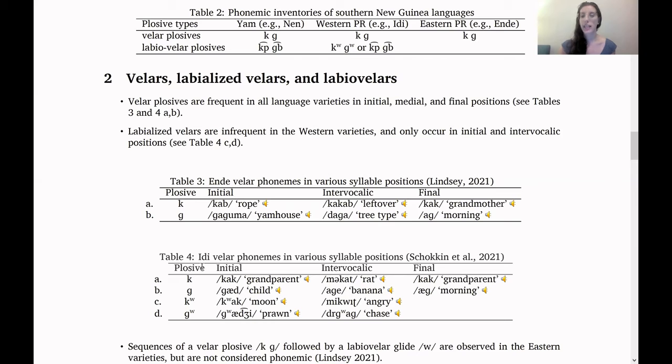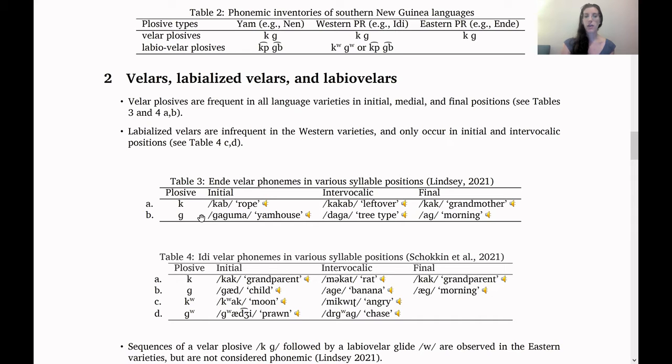The article on Idi by Denica Sokin and colleagues was part of a special issue on the phonetics of many languages in the Southern New Guinea area. Lots of great work. I highly recommend checking it out if you're interested in the phonetics of these types of languages. So what can you see here?